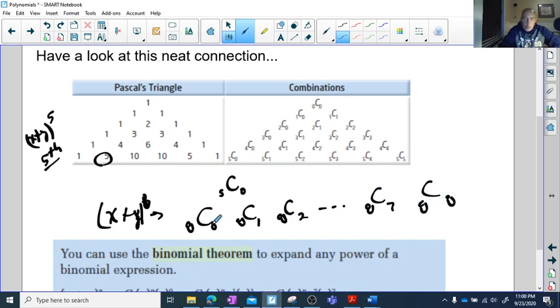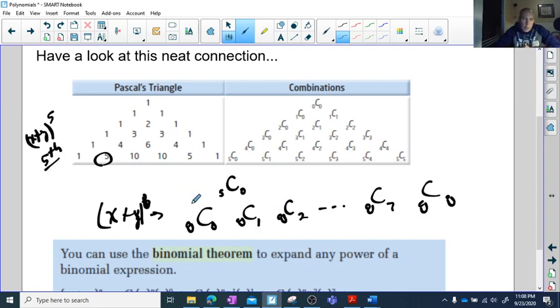Now, anything choose 0 is always 1. Anything choose itself is always 1, because that's saying from a group of 8, how many ways can I pick a group of 8? There's your 1 and your 1. So that's going to always make sure you get 1 and 1. Then these numbers will coincide. So if I look at this and say, well, it's kind of neat, I guess, but big deal. Why is it, so what?